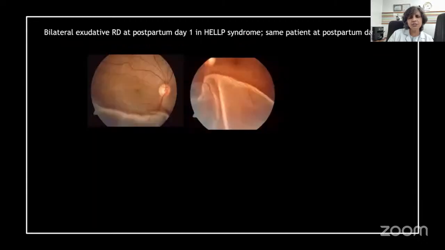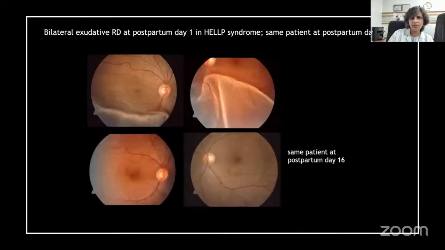Now, this is a patient with bilateral exudative retinal detachment in eclampsia, which resolves with management. Now, the important thing in eclampsia is we may not see other changes. We may not see hemorrhages, cotton wool spots. We may see just exudative retinal detachments. That can happen.